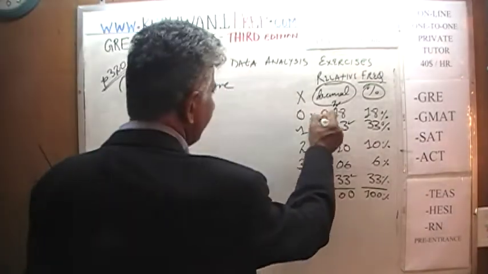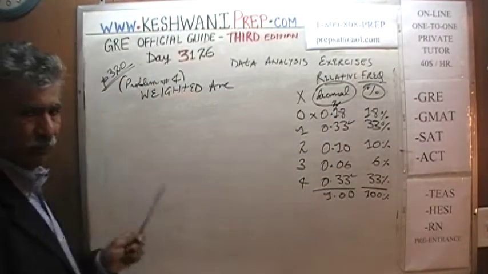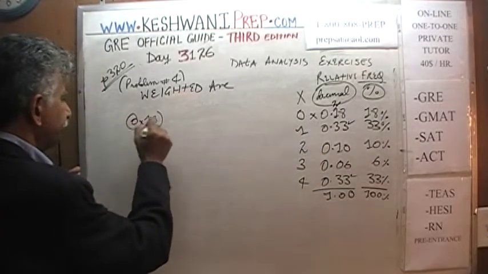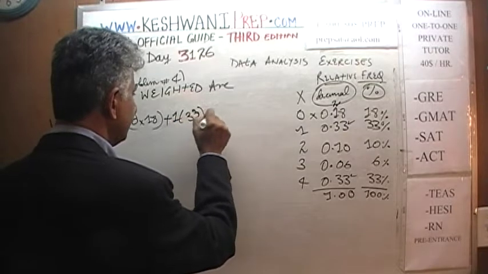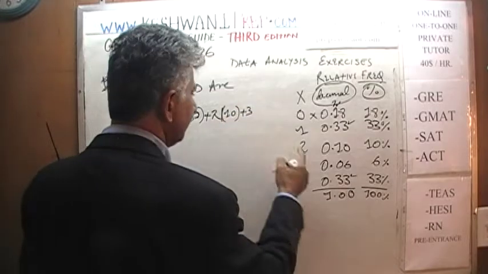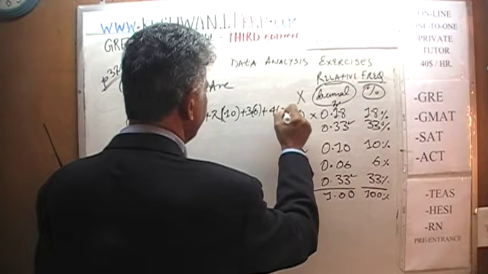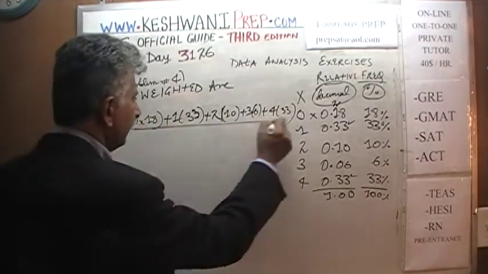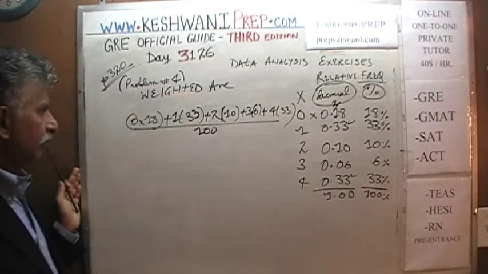So first one is going to be 0 times 18, let's do it in percentage, and then it's going to be 1 times 33, then it's going to be 2 times 10, then it's going to be 3 times 6, and finally it's going to be 4 times 33. And we have to divide it. Divide it by how many? Divide it by 100, because these are percentages. Do you understand? So let's do it out.